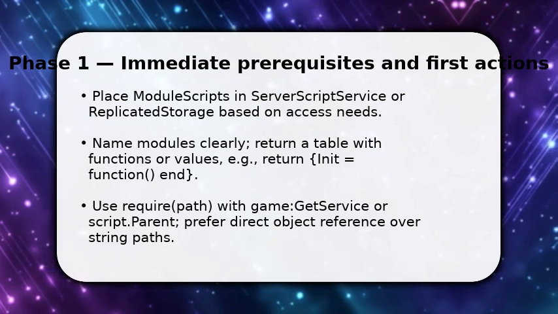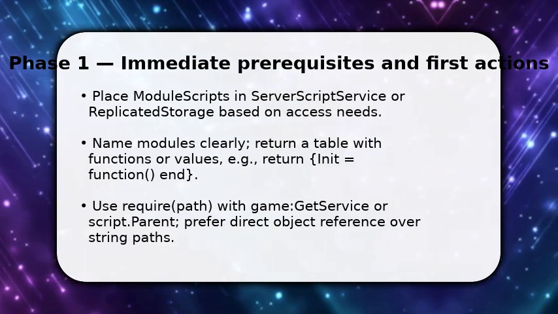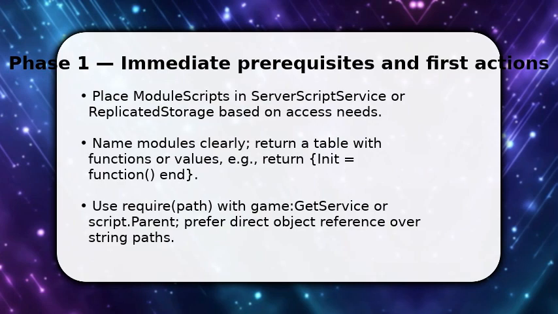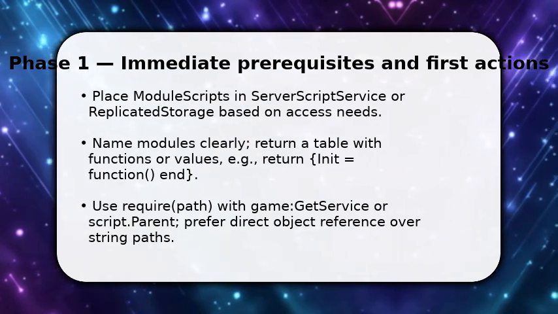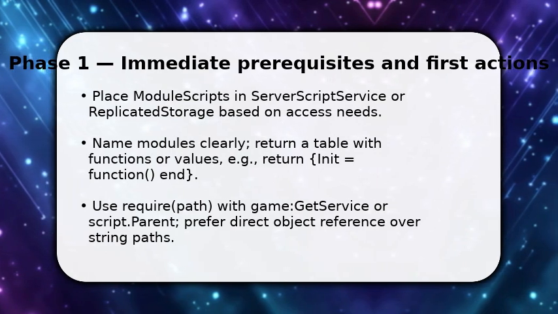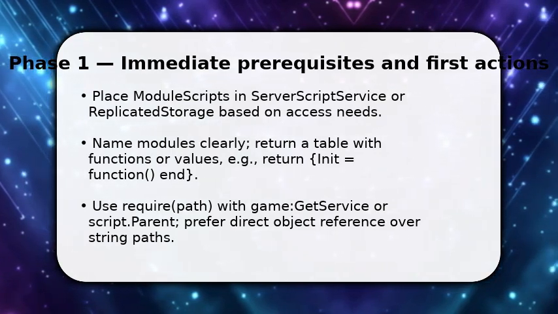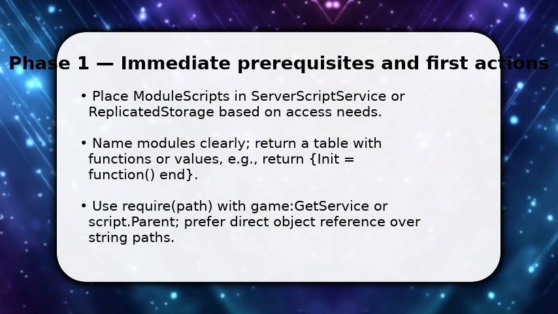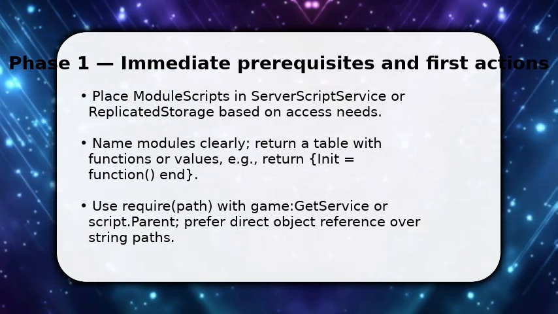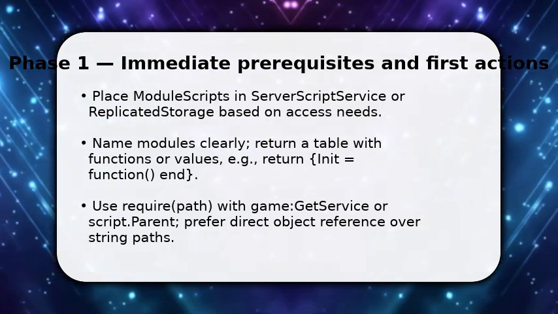Now, in your script or local script, get a reference: game:GetService("ReplicatedStorage").MyModule, or script.Parent.MyModule, and call require on that object. This imports the table. This first step sets a clear API, which makes the rest reliable and testable.